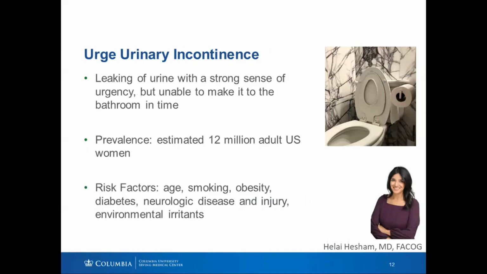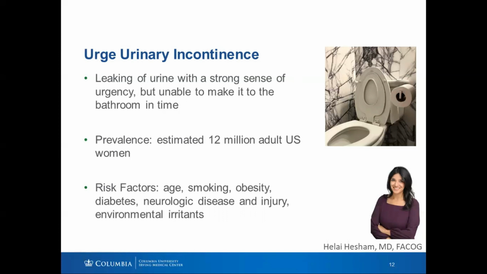The next type of incontinence is urge urinary incontinence. This is the second most common type. This occurs when a woman has a strong urge to go to the bathroom, but is unable to make it in time. An estimated 12 million adult U.S. women face this, and this is often seen in more of a postmenopausal setting, but can also be seen in younger women too.